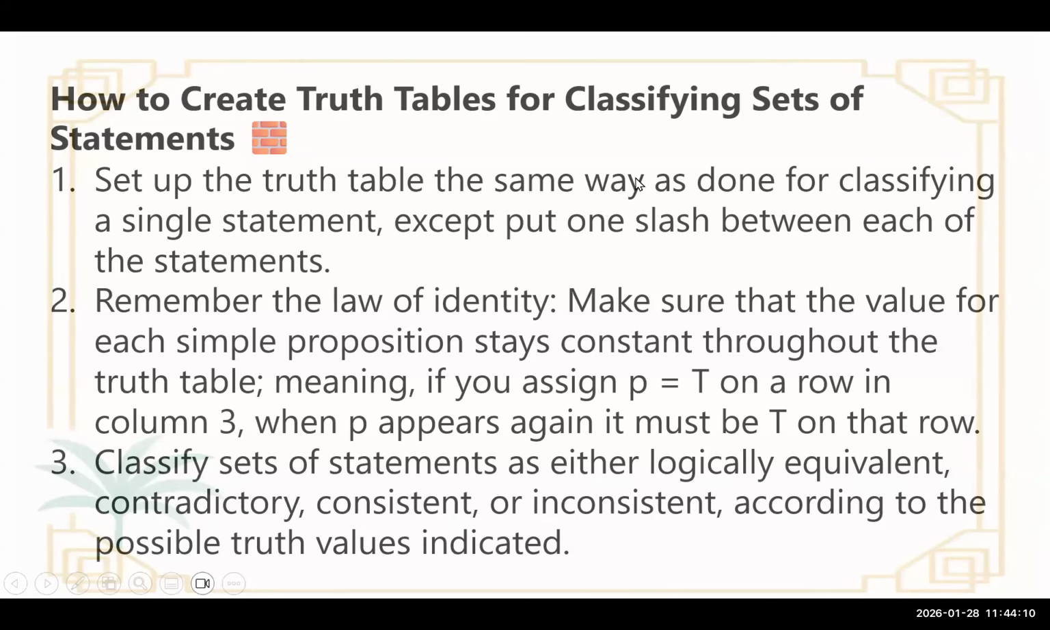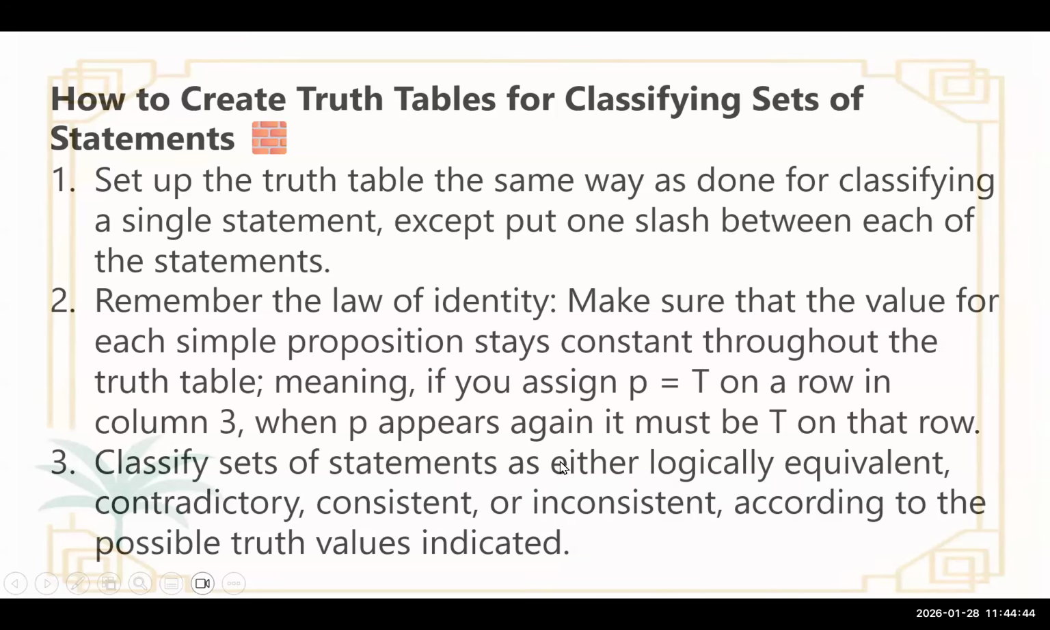Now we're going to talk about creating truth tables for classifying sets of statements. So not just one statement, but more than one statement. You're going to set it up the same way that you would if you're just classifying a single statement, except you're going to put one slash between each of the statements. Again, remember the law of identity. Make sure that the value for each simple proposition or variable stays constant throughout the truth table. I mean, if you assign P true on a row in column 3, when P again appears on that row, it has to be true as well.